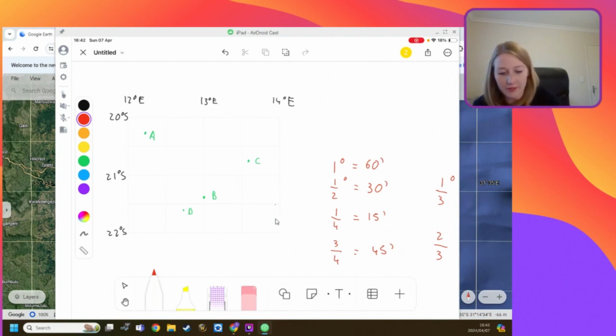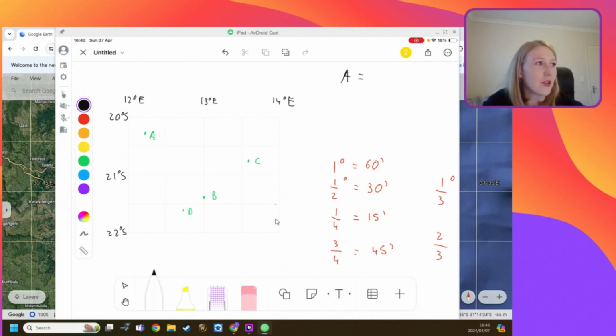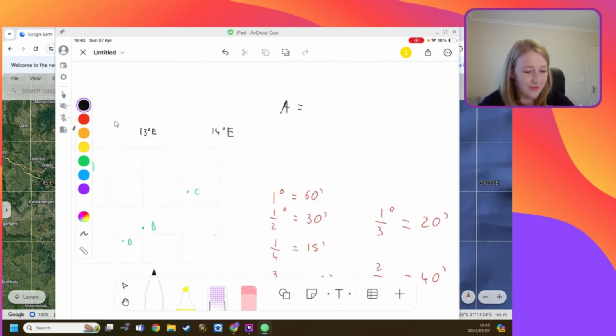So let's start with A. When doing degrees, when doing coordinates, we always start with south and north. We are not in the northern hemisphere, we're in the southern hemisphere, so it's south. There is A, and we can see that it is at least 20 degrees south. Good. I'm going to leave space next to that for the minutes. I'm going to put south in.